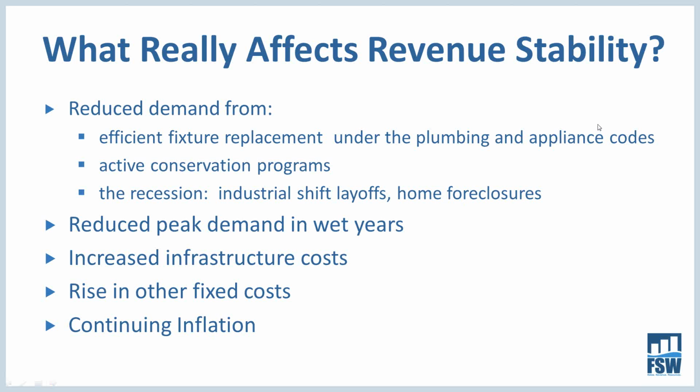And then another side of the revenue stability equation is the costs that go up. In addition to the fluctuating revenue, you've got increased infrastructure costs that are beginning to climb across the country, and a rise in other fixed costs as well. Some of those are variable costs like labor, and some of them are fixed, but those costs are also increasing at a rate that is much higher than your typical inflation rate of the past. So those are all factors that affect revenue stability. Next slide.